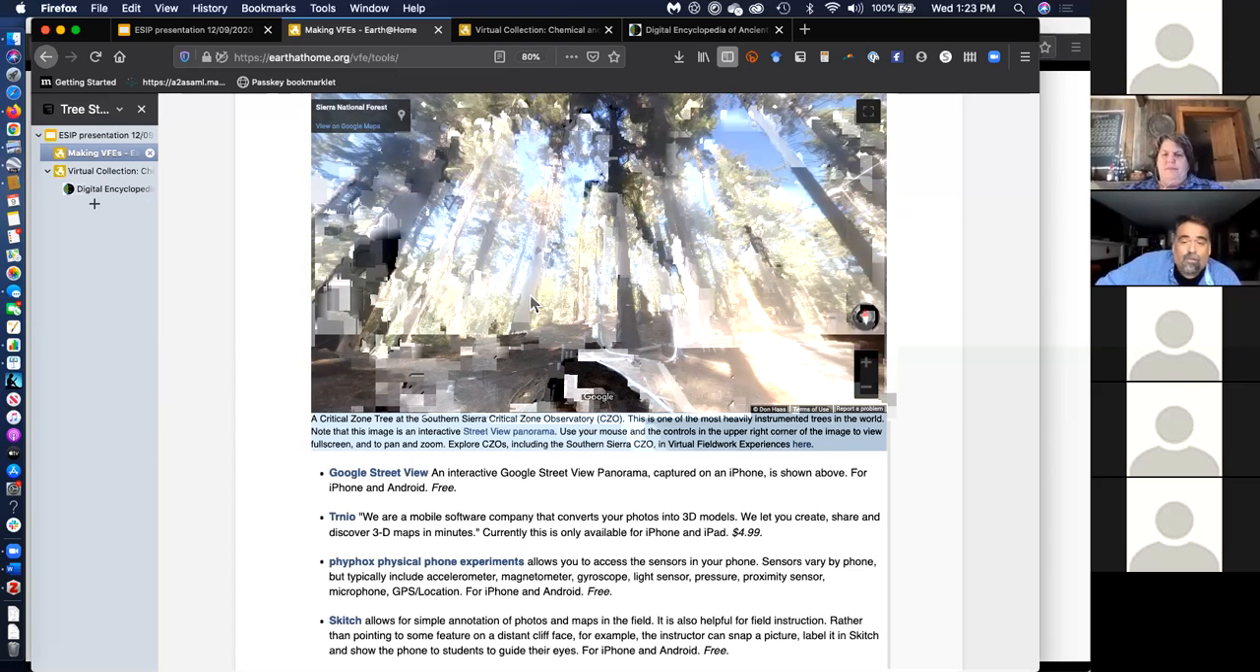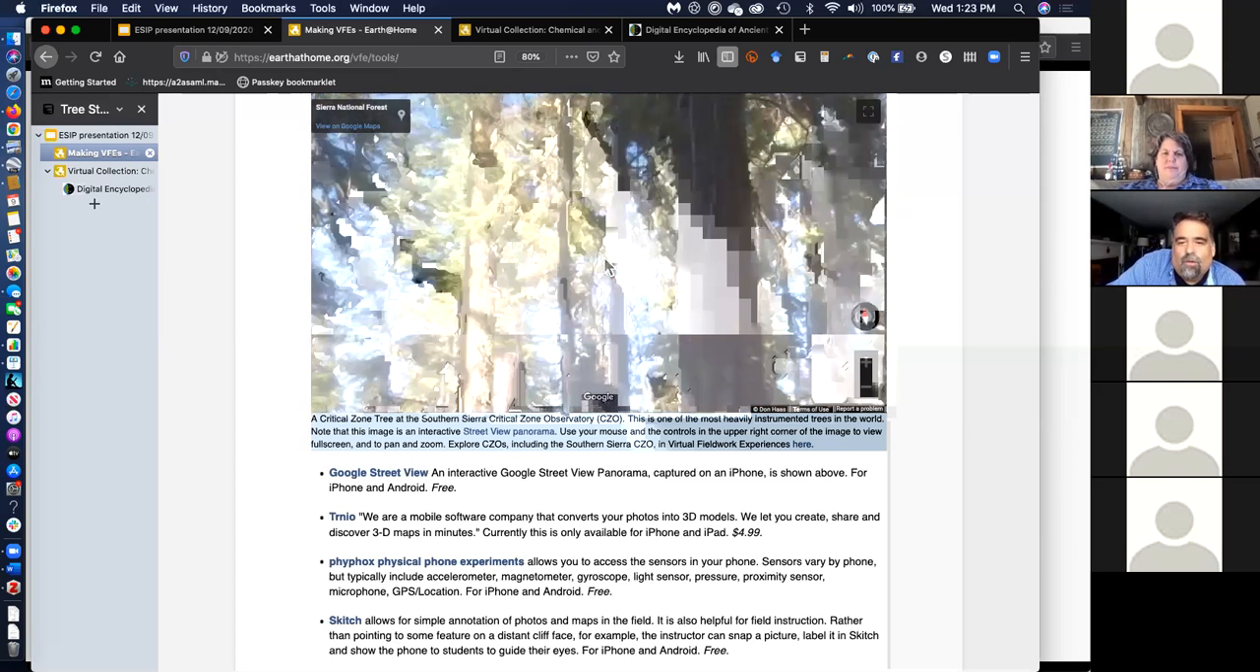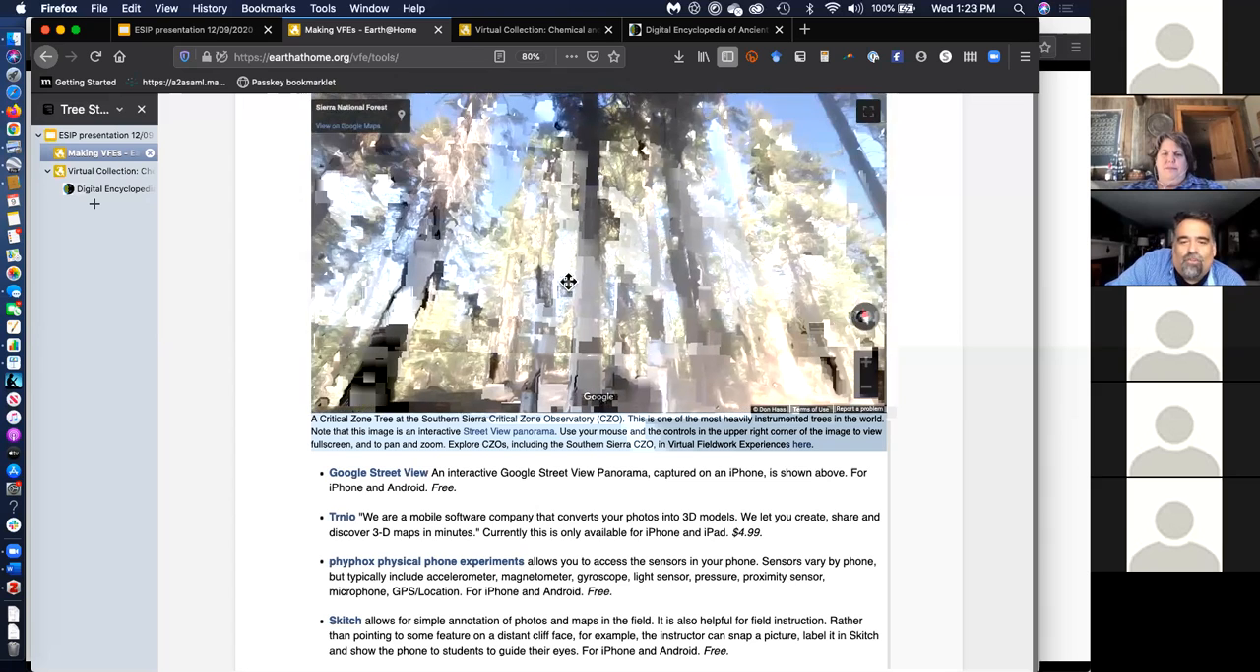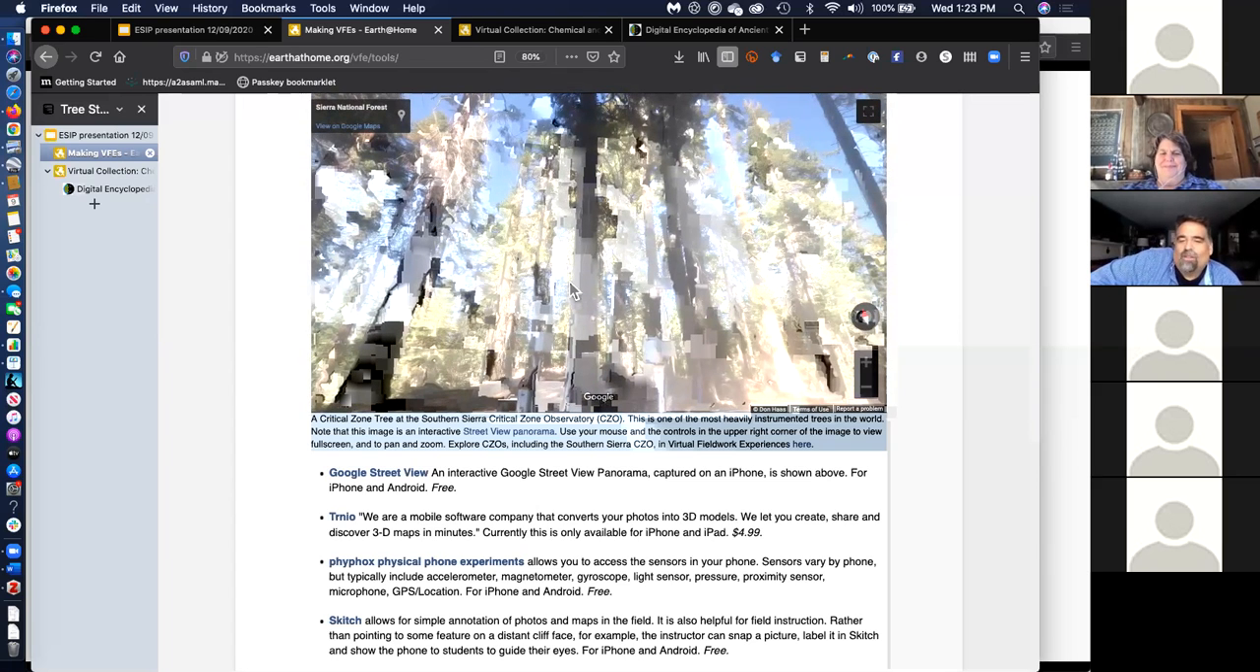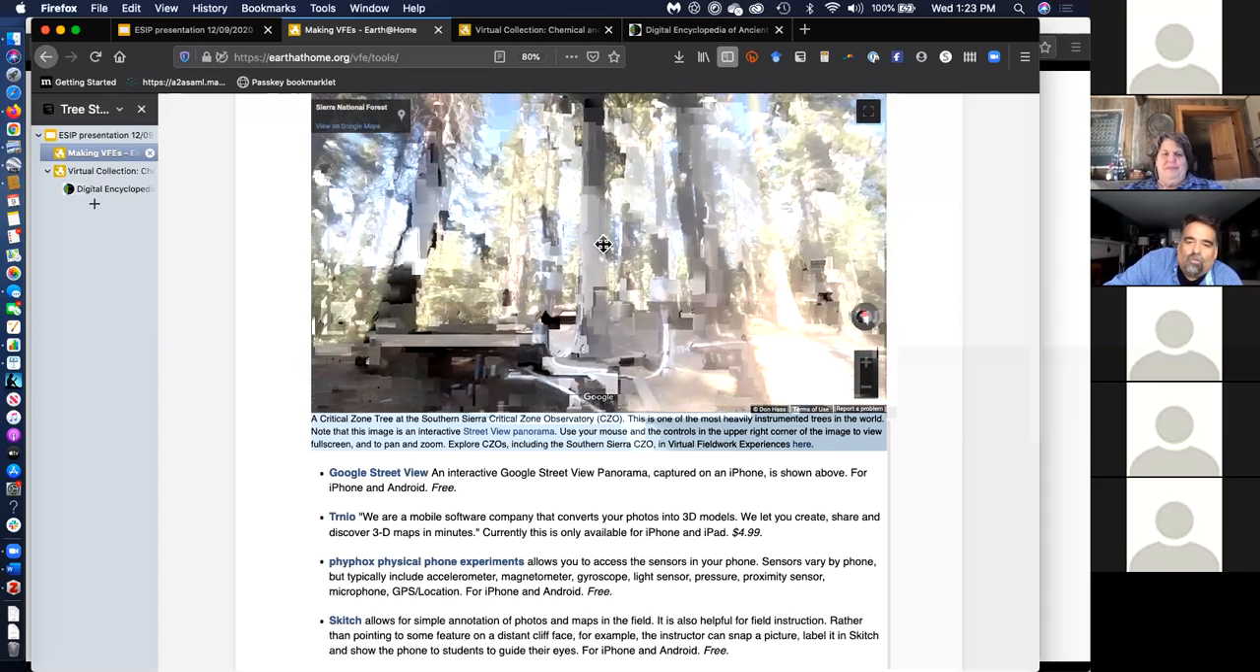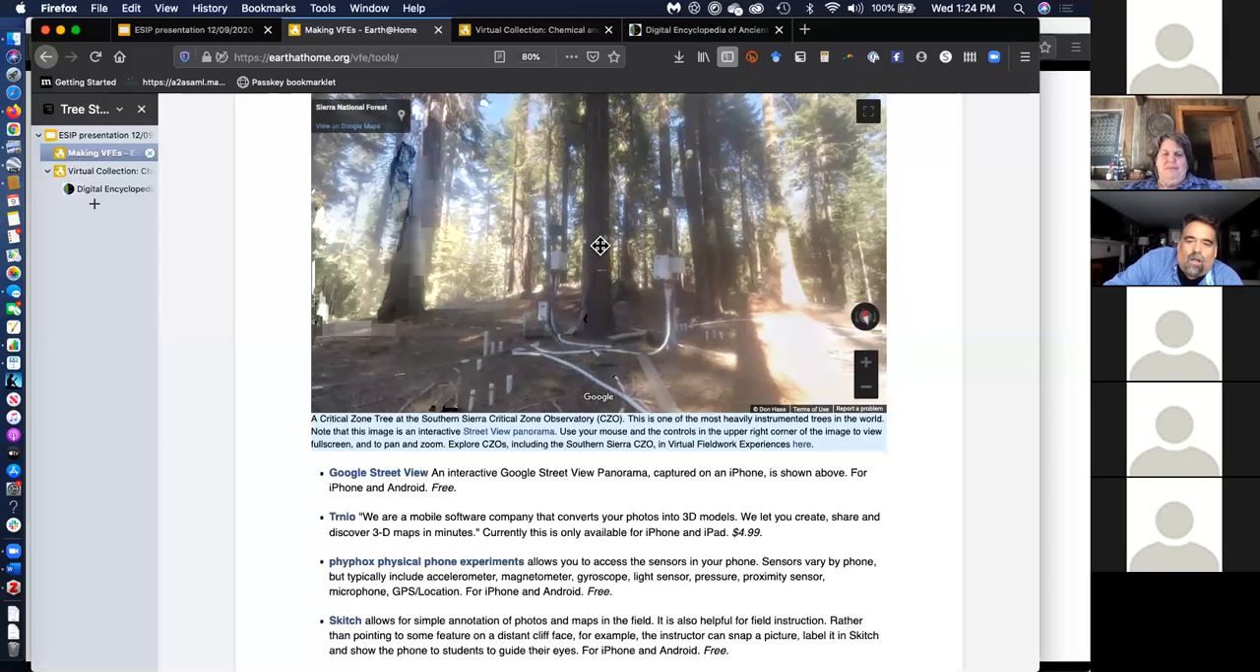And this, by the way, is from the VFE of the Southern Sierra Critical Zone Observatory. This tree right here is one of the CZ trees on the site, and it's one of the most heavily instrumented trees in the world. You can see cables and hoses running up the tree's trunk, and you can see these pipes going down into the ground, and those are connected to a variety of sensors measuring everything they can think of to measure about the tree, including what's going on in the root mass.